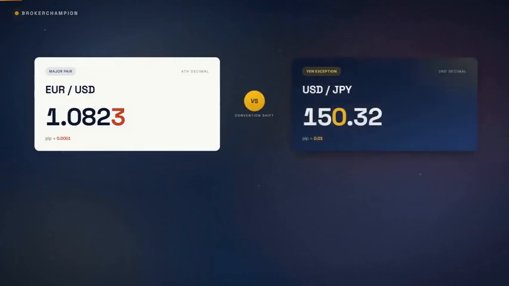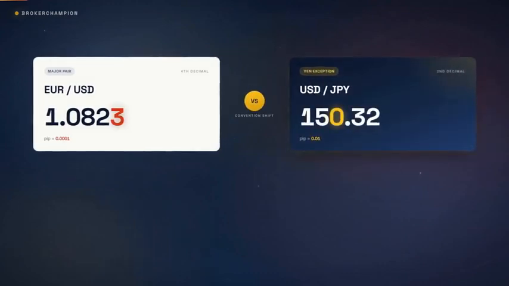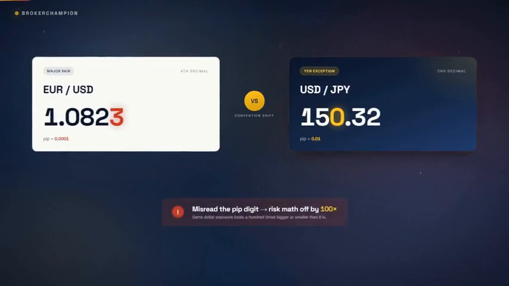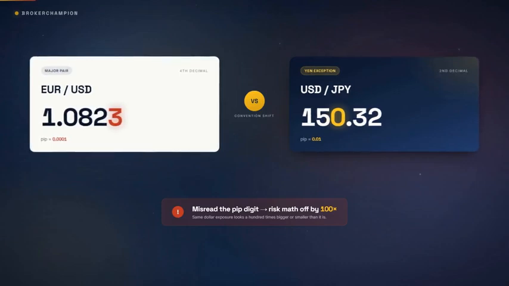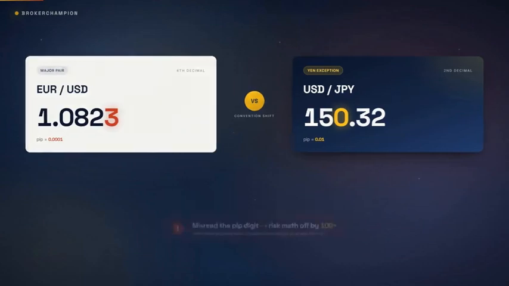Simple, except for the yen. On USD JPY, a pip is the second decimal, not the fourth. That's just convention, and it's the first thing every beginner gets wrong. They size a yen trade like a major and end up off by 2 decimal places on their risk math. The exact same dollar exposure can look 100 times bigger or smaller than it actually is, purely because you misread which digit the pip lives on.